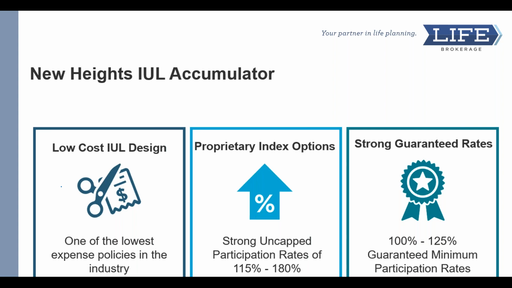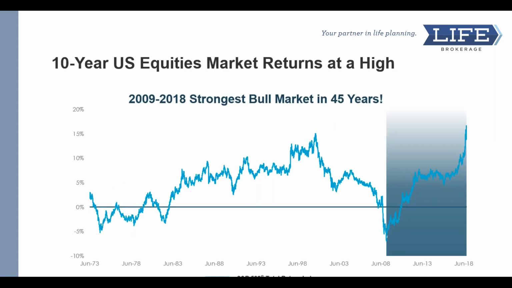Some uncapped strategies from the competitors, you're looking at a 30 or 40% guarantee for the participation rates. So there's a lot of wiggle room there for carriers. And what Nationwide and Nexus have teamed up to do is give the buyer a level of comfort that, given the environment we're in, participation rates, uncapped participation rates, will not go below 100% in their volatility control accounts.